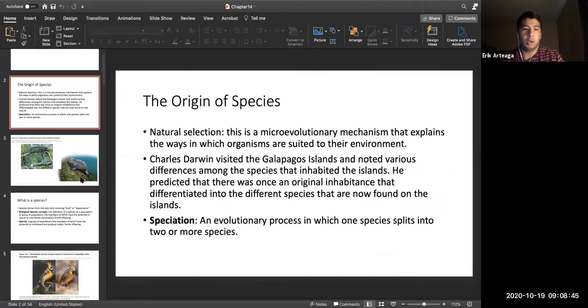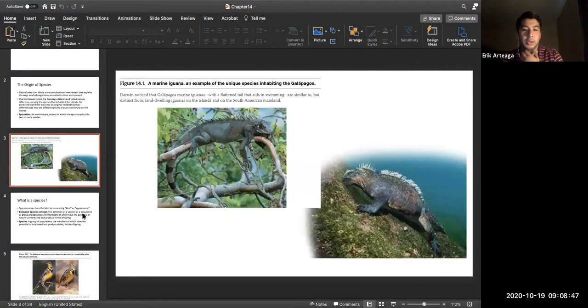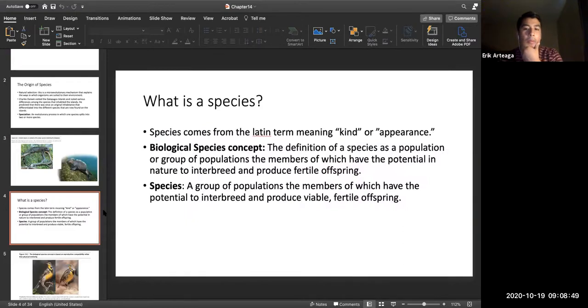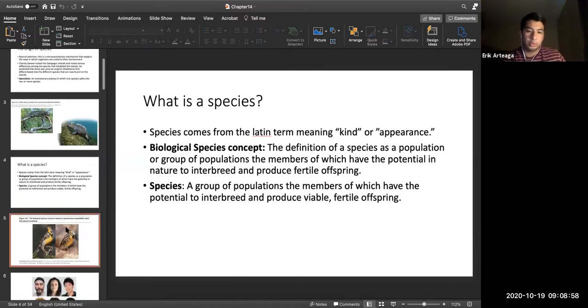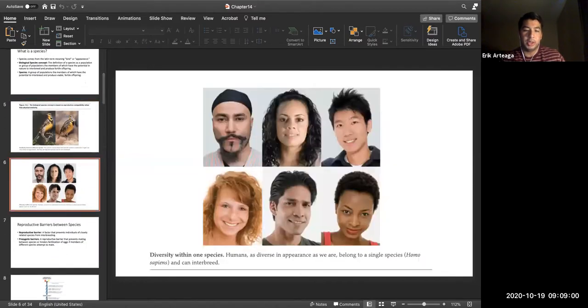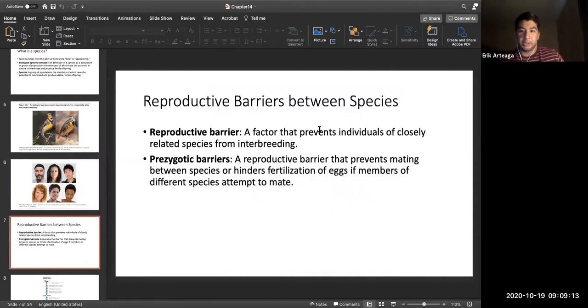All right. So origin of species, we talked about natural selection. Biological, I know these definitions. We talked about finches and the diversity among species. So you have different variation within species that allows for traits to be selected for, or desired traits to be selected for. You have reproductive barriers, factors that prevent individuals from closely related species from interbreeding.